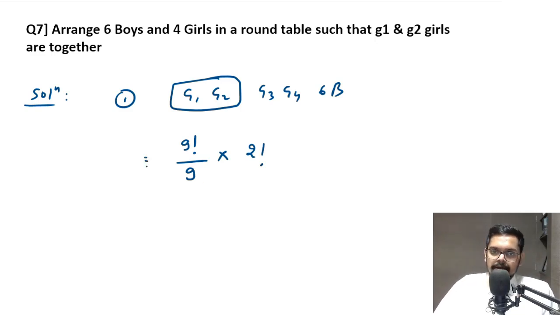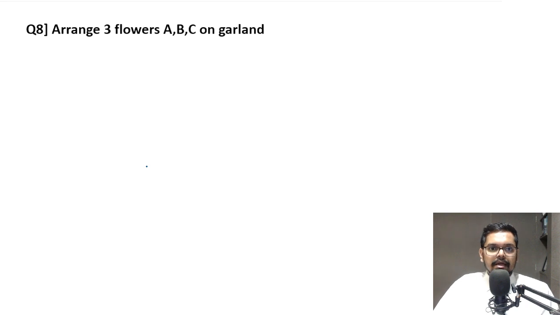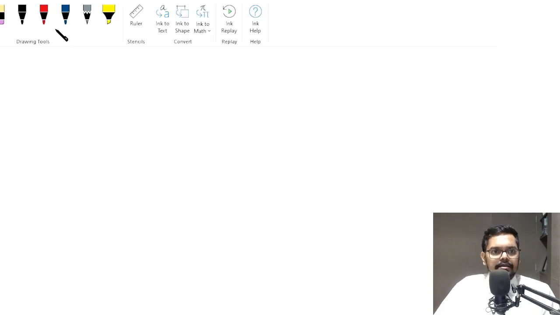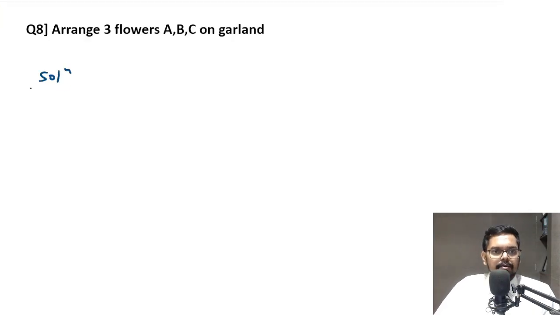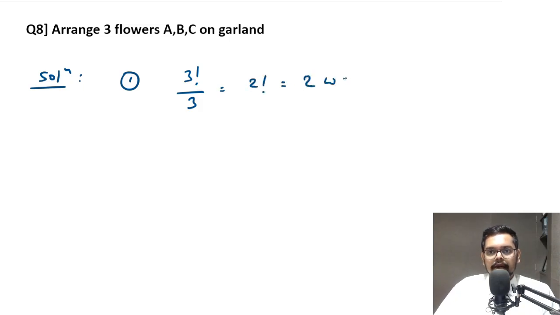Okay, easy. Coming to question number 8. Arrange 3 flowers ABC on a garland. Sir, very easy. A garland is a circle, so I am going to say that it is a circular arrangement, and in a circular arrangement, 3 players on the circular table is 3 factorial by 3, which is 2 factorial, which is 2 ways, right? Same kind of question as 3 boys on a circular table, 3 factorial by 3.